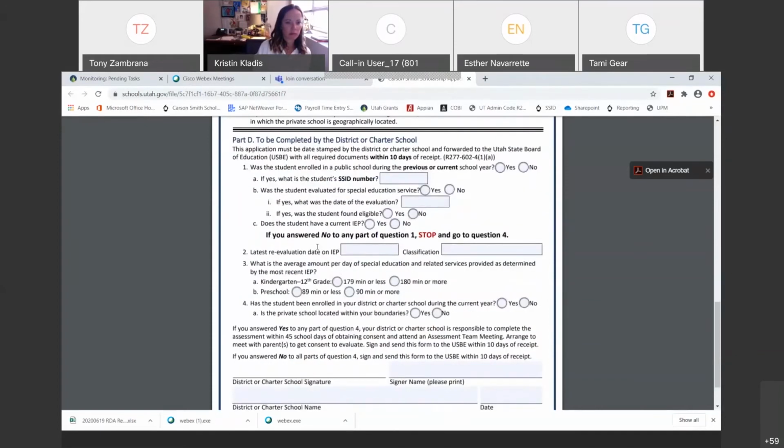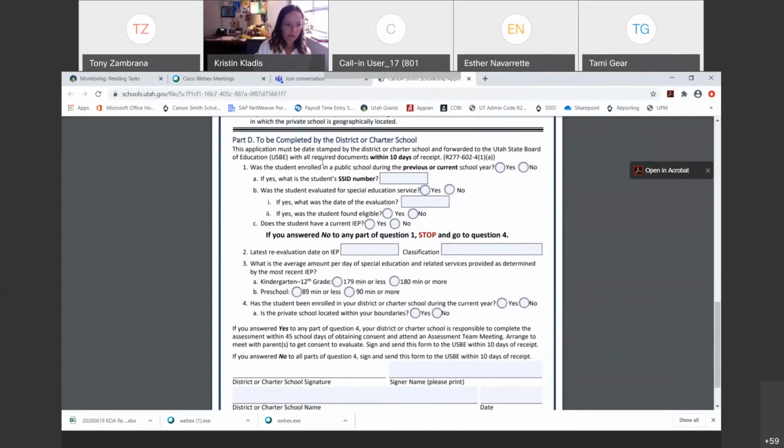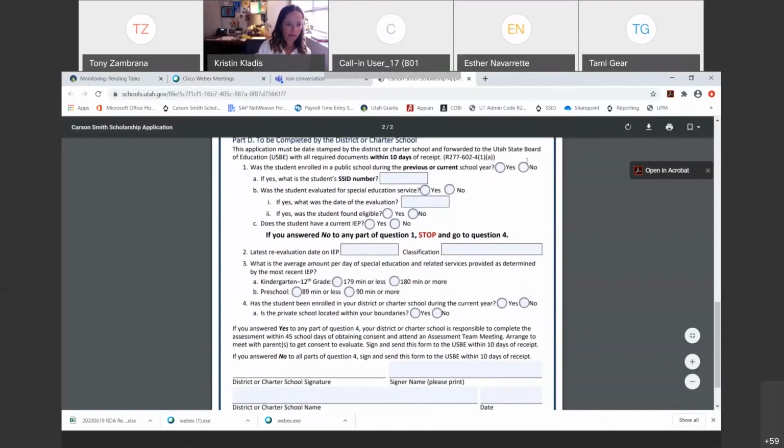Now we'll move to part D. This is going to be completed by the LEA, and we'll go over the things that the LEA needs to do. This application must be date stamped by the district or charter school and forwarded to the State Board of Education with all the required documents within 10 days of receipt. I know we're being redundant, but it really is important that everybody understands that.